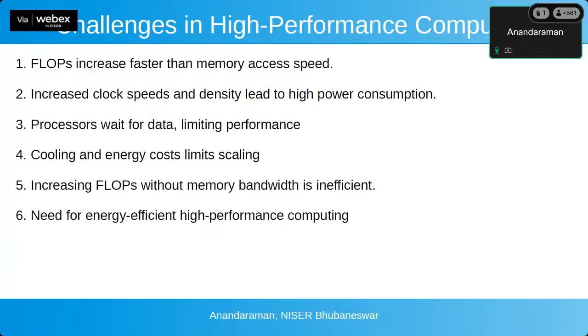Increasing FLOPs without memory bandwidth is inefficient, because the CPU needs data from RAM only. A plus B means A and B should come from RAM. If it is delayed, the CPU idle cycles will be more. So bandwidth should also be such that you can take 64 bytes, 128 bytes at once, in one cycle. So bandwidth is also important. There is a need for energy-efficient high performance computing, so they are thinking of alternatives.